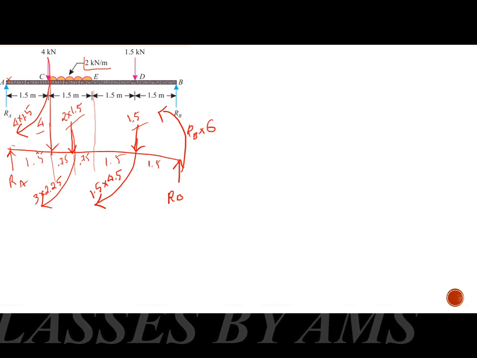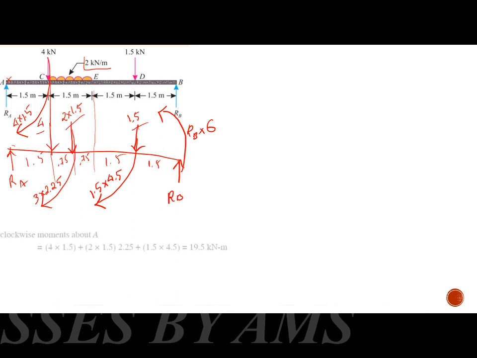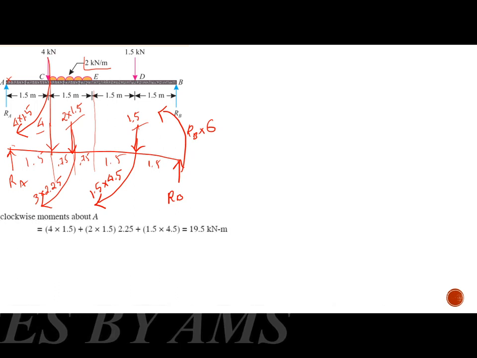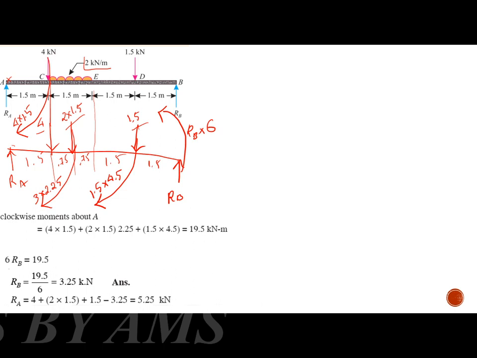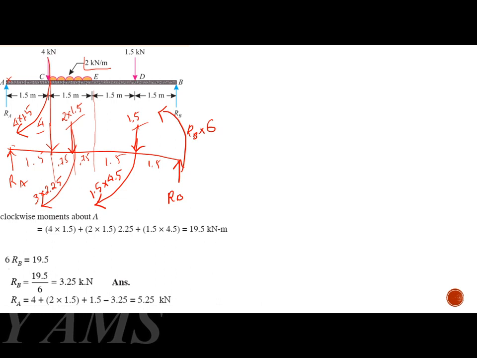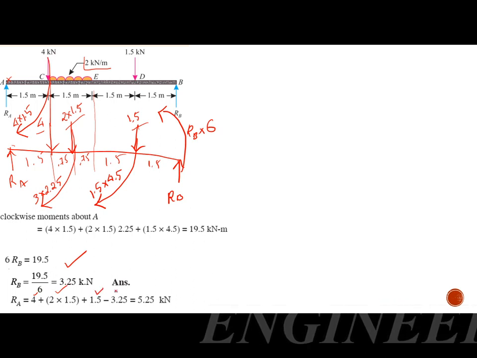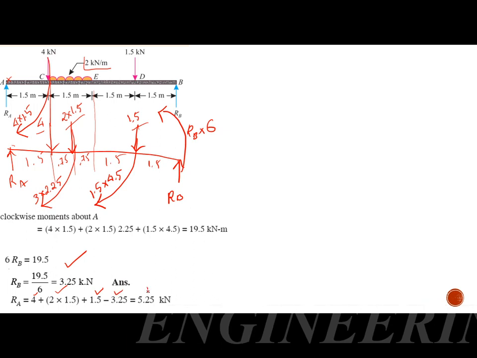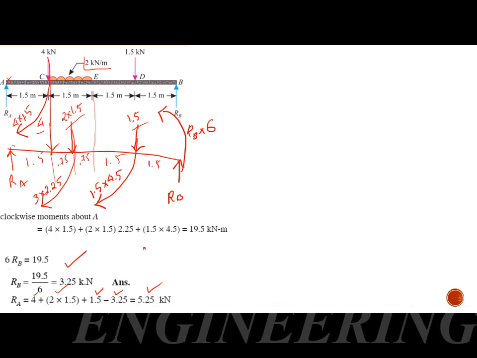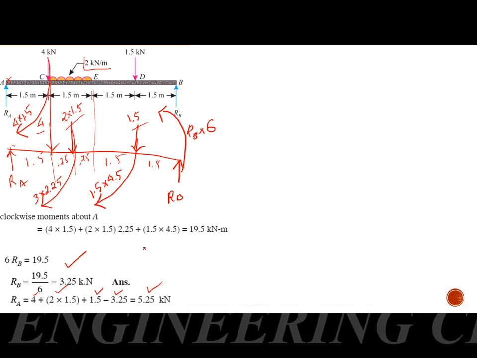So getting the total clockwise moment and the total anti-clockwise moment, this is the total clockwise moment and this is the total anti-clockwise moment, RB into 6. Getting these two, we will get the value of RB as 3.25 kilonewton. By equating upward and downward force, the first one 4, second one 2 into 1.5 and third one 1.5, minus the value of RB will give us the value of RA. So we got the value of RA and RB.